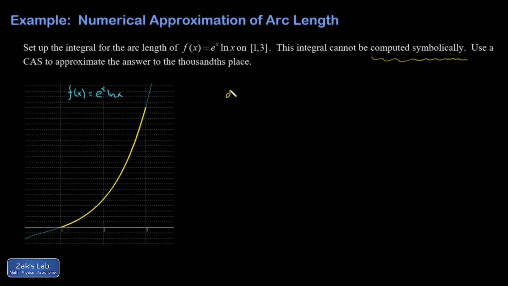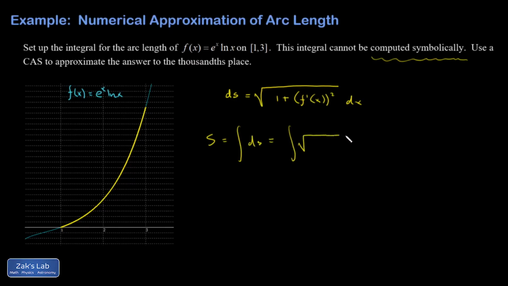All right, so our arc length formula is that a small contribution to arc is given by the square root of 1 plus the first derivative of the curve squared times dx. And so I can use an integral to add all these up, as x goes from 1 to 3. Now we need to compute this derivative.